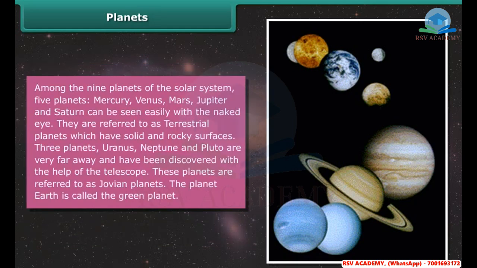Among the 9 planets of the solar system, 5 planets, Mercury, Venus, Mars, Jupiter and Saturn, can be seen easily with the naked eye. They are referred to as terrestrial planets, which have solid and rocky surfaces. 3 planets, Uranus, Neptune and Pluto, are very far away and have been discovered with the help of the telescope. These planets are referred to as Jovian planets. The planet Earth is called the green planet.